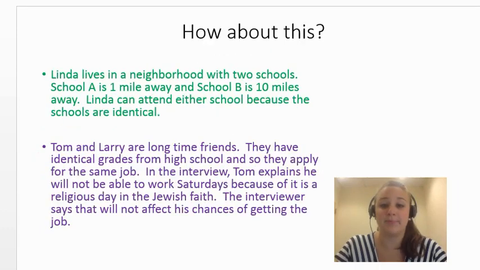Let's do a few more examples. Let's say that same girl, Linda, lives in a neighborhood with those two schools, School A still being 1 mile away, and School B being 10 miles away. If Linda had the ability to attend either school because the schools were identical, then we would consider that equality.